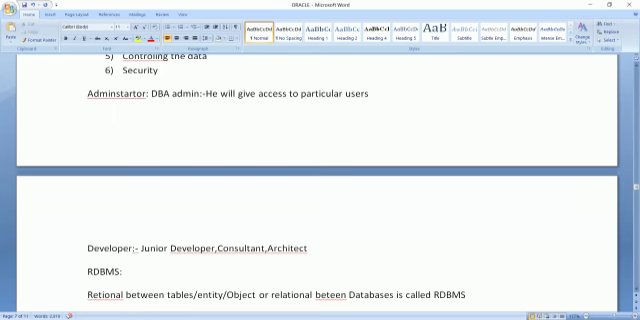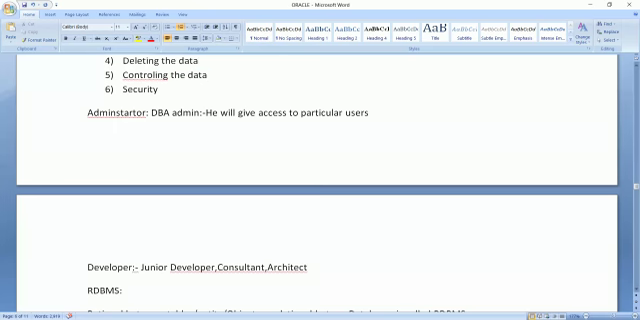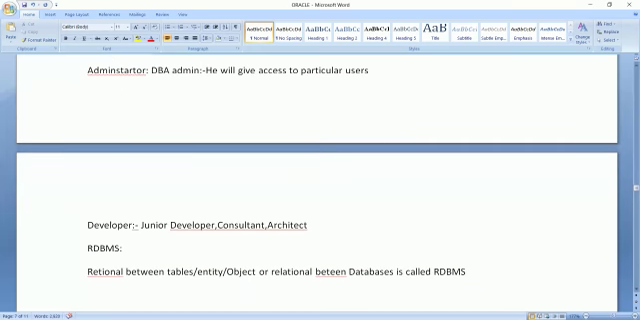The administrator can have access to all the accounts, like Google or Facebook, but developers will not have access. This is controlling the data, access and security. Got it? Yeah.